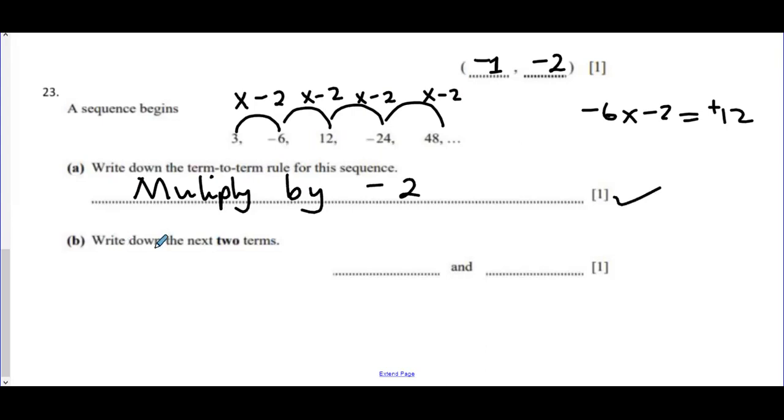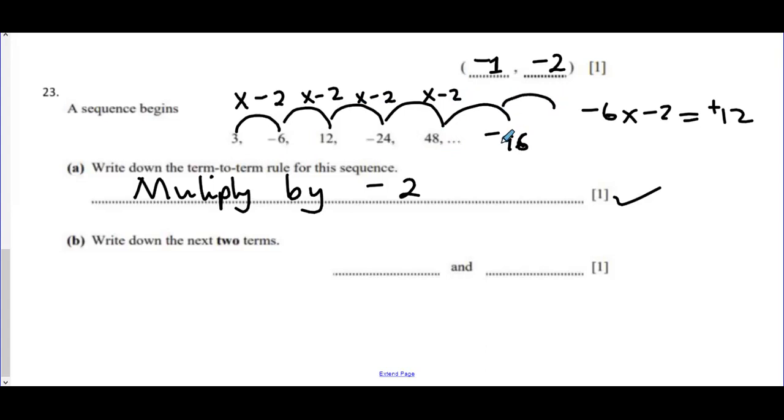The next question is write down the next 2 terms. Okay, we're gonna get the next 2 terms by maintaining the multiplication of -2 throughout. So this will be 48 times -2. This will be -96. Okay, you can check that, but this will be -96.